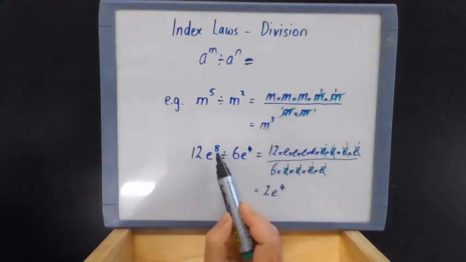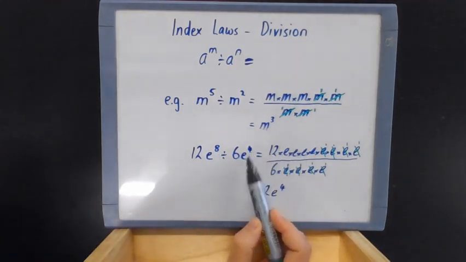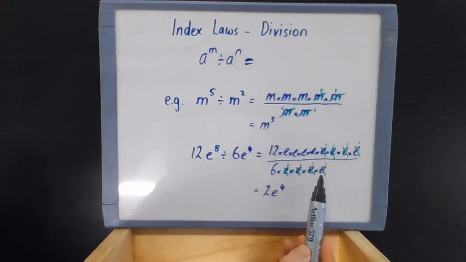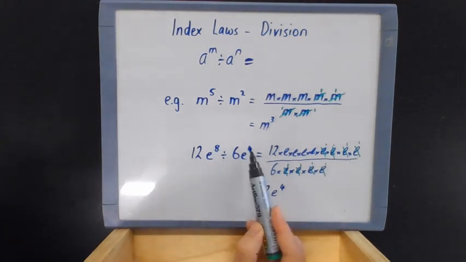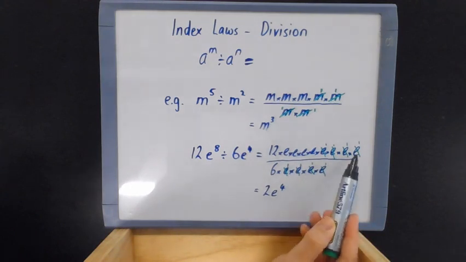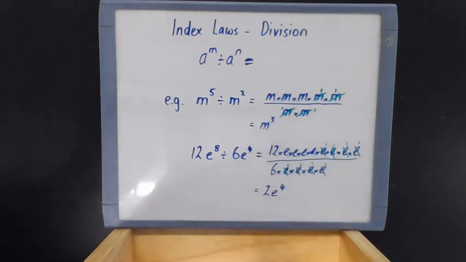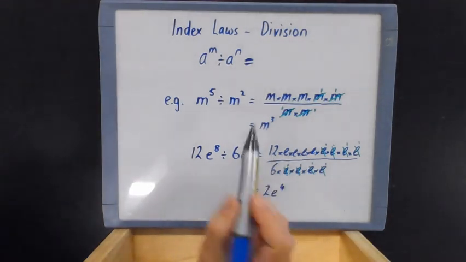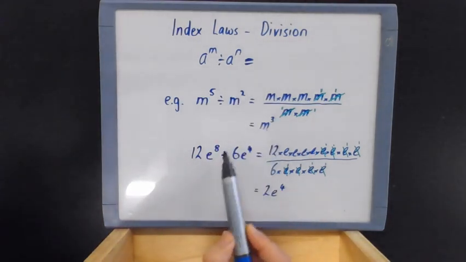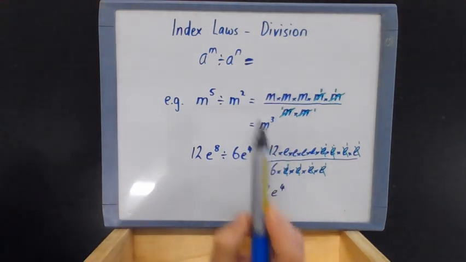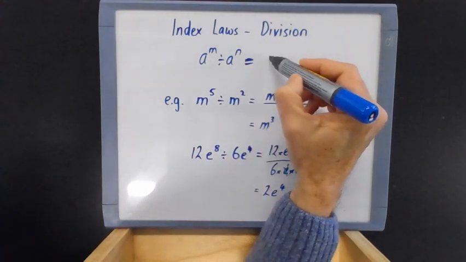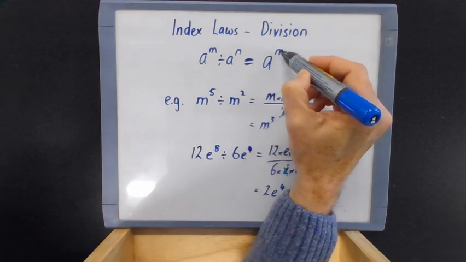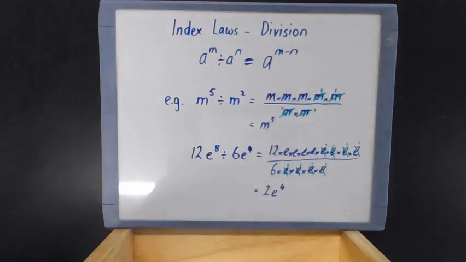If I look at the e's here, e to the 8 divided by e to the 4, 4 of them have cancelled out. 8 of them, take away the 4 that cancelled, leave me with 4 in the answer. So 5 take away 2 is 3. 8 take away 4 is 4. M take away n is what I end up with.